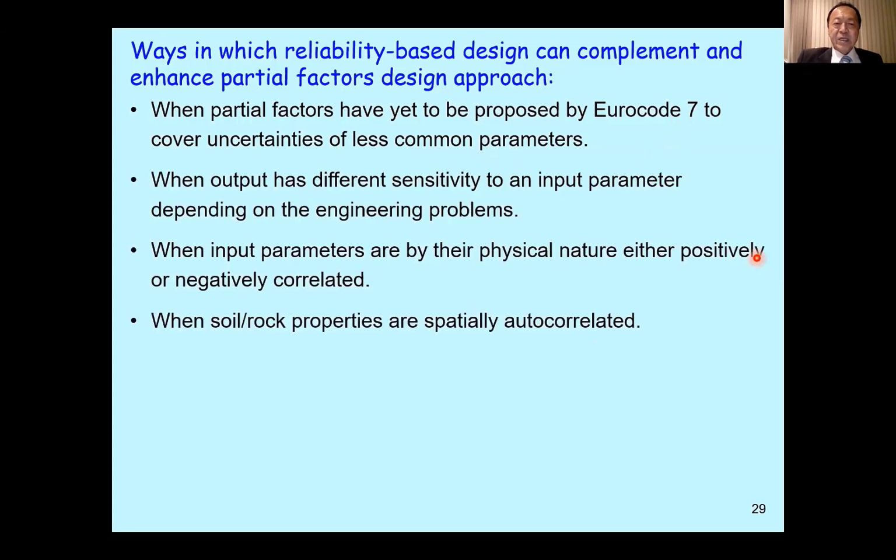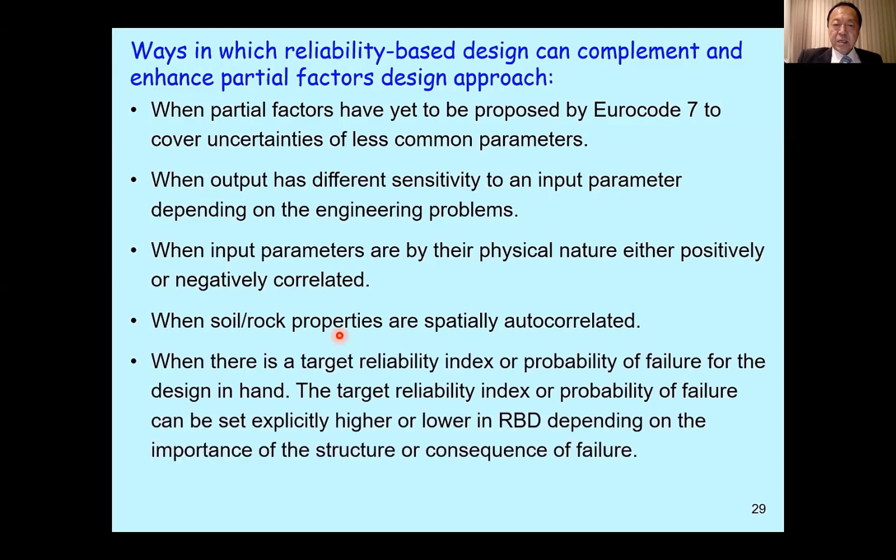Here, the output has different context sensitivity to an input parameter depending on the engineering problems. And when input parameters are by their physical nature either positively or negatively correlated, that means even for LRFD, load 1 and load 2 may have a correlation, and their correlation may affect their sensitivity. And when soil and rock properties are spatially autocorrelated.